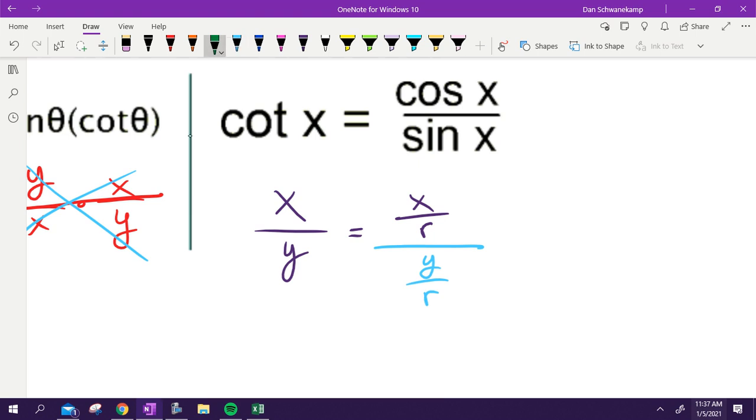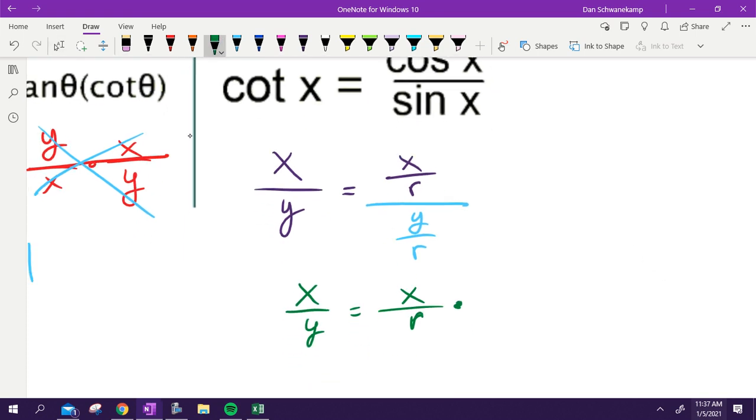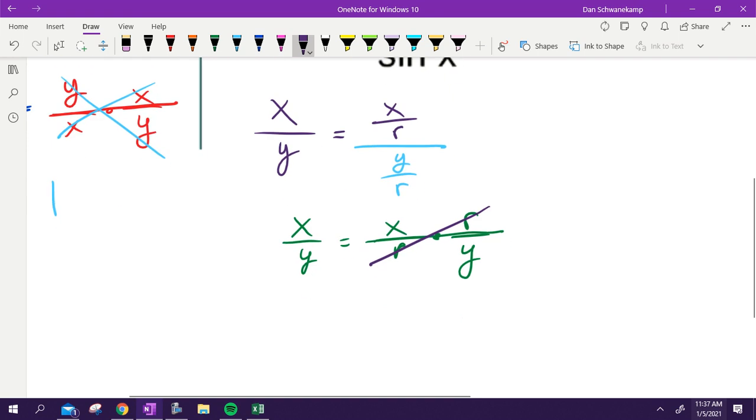Not our favorite thing. What am I going to do if I'm taking a fraction and dividing by a fraction? Multiply by the reciprocal. So I'm going to multiply by r over y. This is one giant fraction bar. Those two things are going to cancel. So guess what I'm left with? X over y equals x over y. Done. This thing here at the end, that is an ending mark.